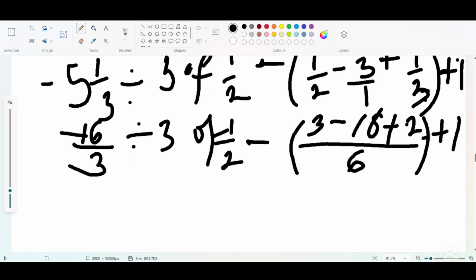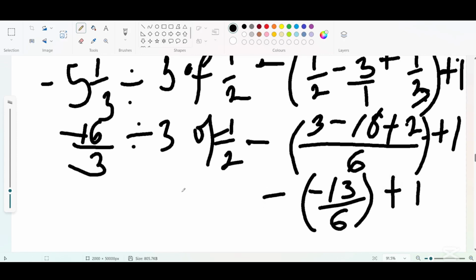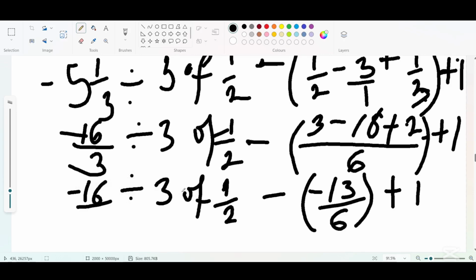So the next thing we want to do here is to reduce the bracket to a single fraction. So we have 3 plus 2, that's 5. 5 minus 18, that's minus 13, right? So minus 13 over 6. So plus 1, then minus, then this is 1 all over 2 of 3 divided by 16 all over 3.